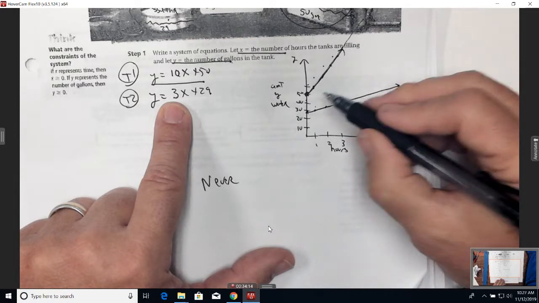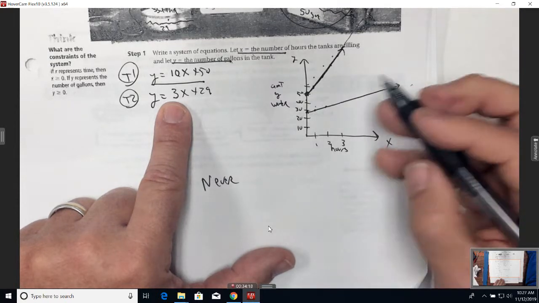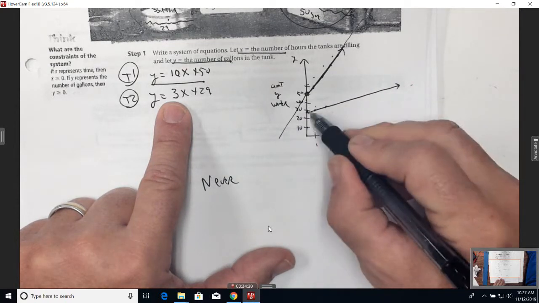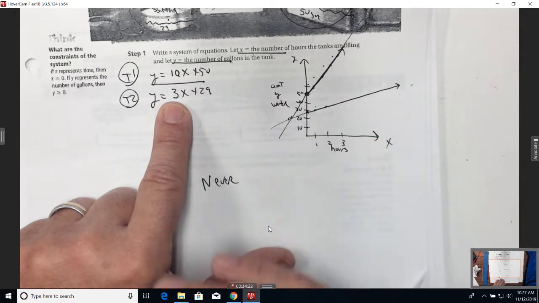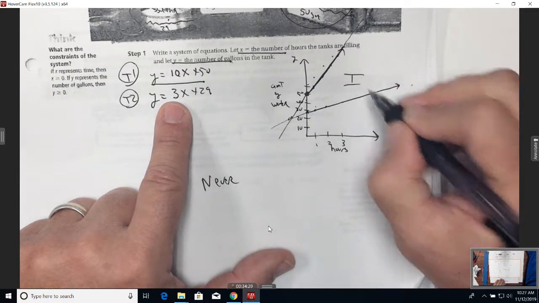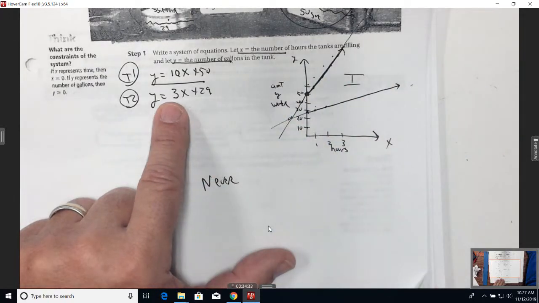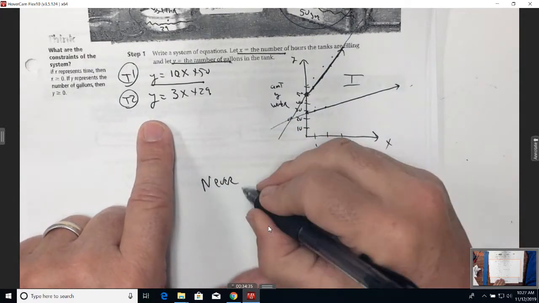No. Okay, so the tilt of this is really steep. The tilt of this is really flat. The only place that they would cross would be where? Over here somewhere to the left, which is in negative time, which doesn't make sense. So we only look at quadrant 1 when we graph positive things in the real world. So the answer is never. Why?